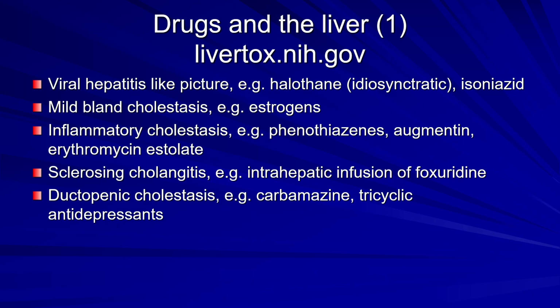Examples would be phenothiazines, Augmentin, and erythromycin. They can cause ductopenic cholestasis, meaning they can cause obliteration of the bile ductules inside the liver with cholestasis. Examples would be tricyclic antidepressants and carbamazepine. Nobody knows all the possible reactions or effects of drugs on the liver, so we often consult a very useful website called LiverTox. The address is www.livertox.org, and it has all the information you need about possible drug-induced liver injury.